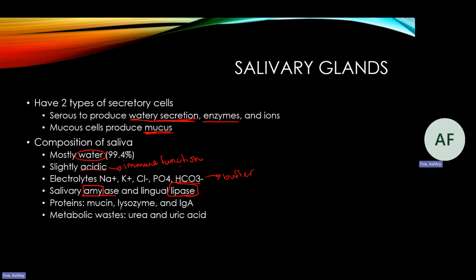You also produce mucus, protective enzymes, lysozymes, and protective antibodies, IgA. And there's even some urea and uric acid, a little bit. We don't want tons because that can cause issues, but there is a little bit of metabolic waste there too.